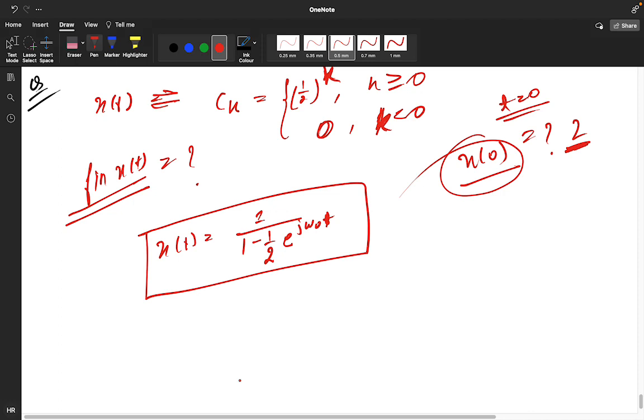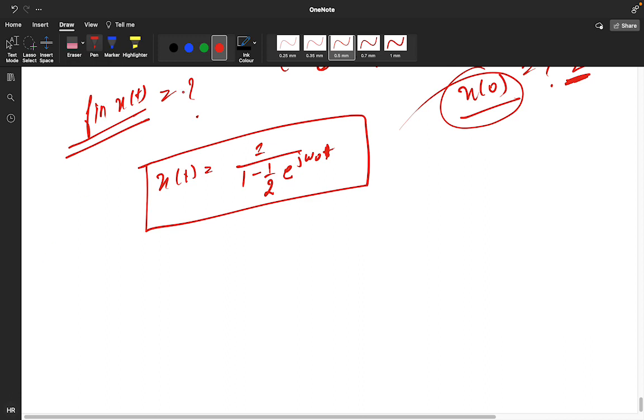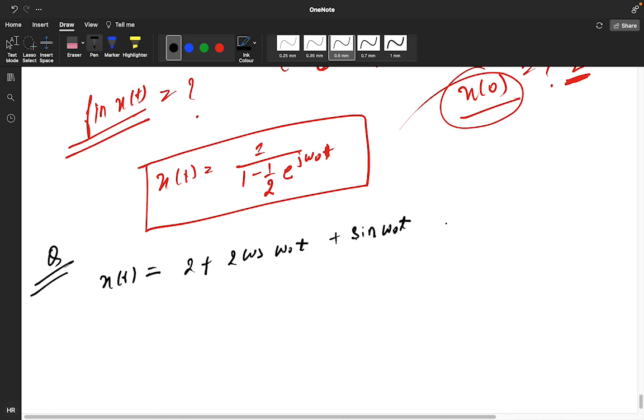And the second question is this one: x of t equals 2 plus 2 cos omega naught t plus sin omega naught t plus cos of 2 omega naught t plus pi by 4. They have given this, and they are asking you the value of Cn. How will you solve it?